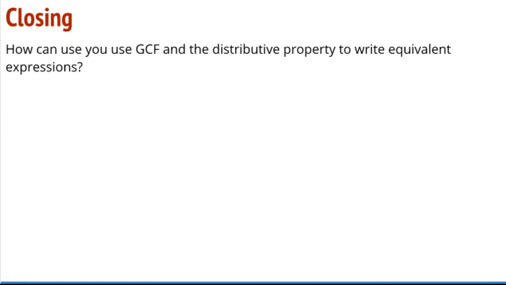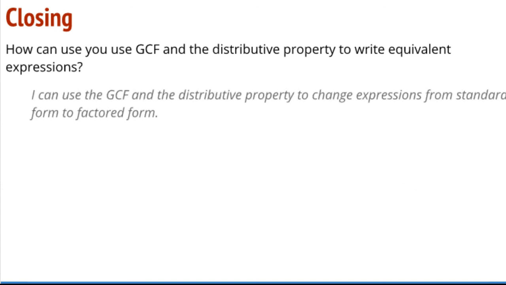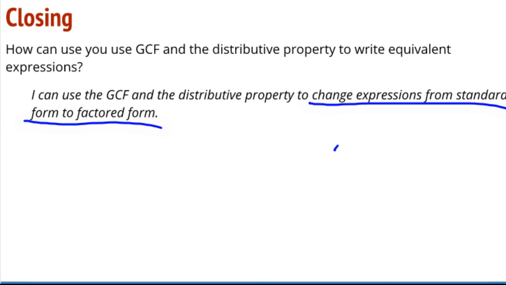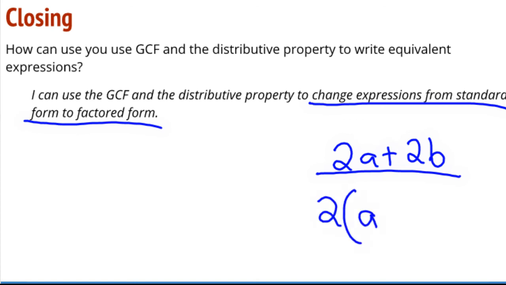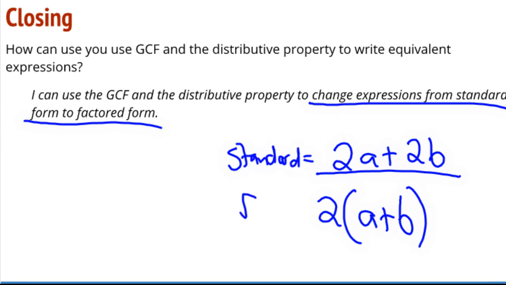So, how can you use the greatest common factor and distributive property to write equivalent expressions? Think through your process here. How do you do this? All right, I can use the greatest common factor and the distributive property to change expressions from standard form to factored form. So we were changing 2a plus 2b, which is a standard form, into a factored form, 2 times a plus b. So standard and factored.